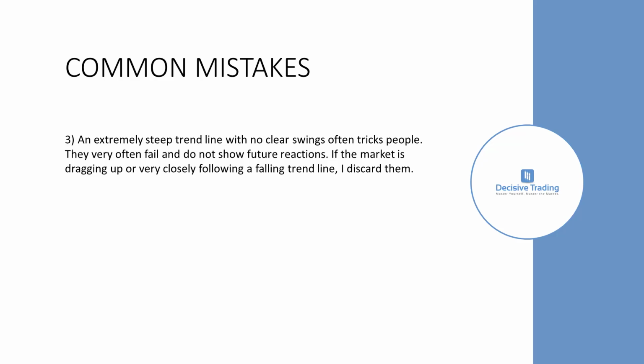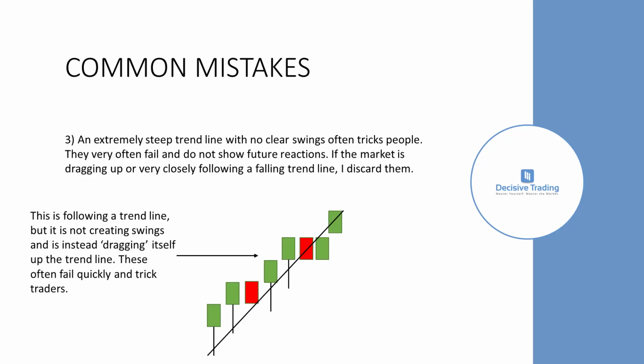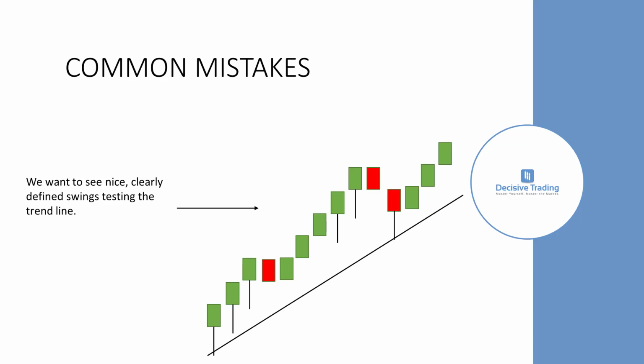An extremely steep trend line with no clear swings often tricks people. They very often fail and do not show future reactions. If the market is dragging up or very closely following a trend line, I discard them. This is following a trend line, but it is not creating swings and is instead dragging itself up the trend line. These often fail quickly and trick traders. We want to see nice, clearly defined swings testing the trend line.